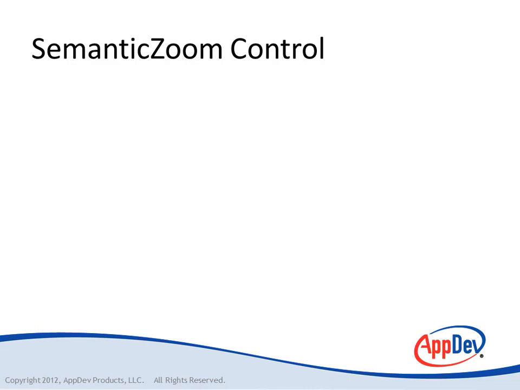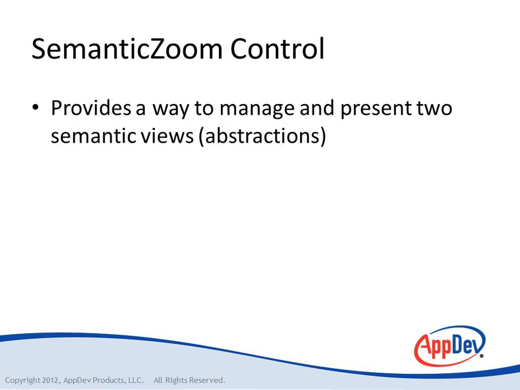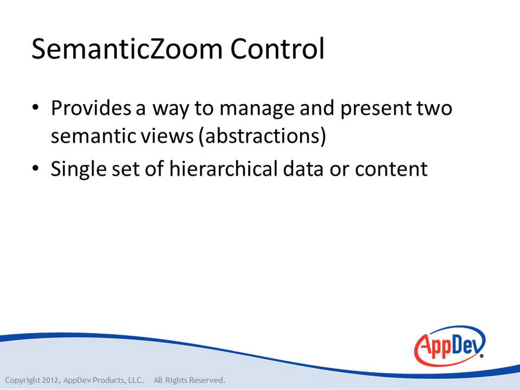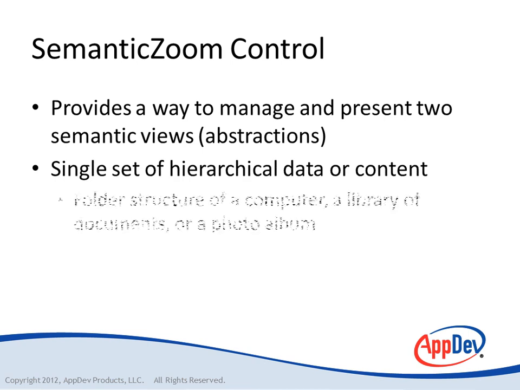Although you may have seen the grid view and list view controls in other programming environments, it's unlikely you've ever worked with the semantic zoom control, which is new for Metro-style applications. This control provides a way to manage and present two semantic views or abstractions. It's not about zooming in physically, it's about logically zooming in on data. It uses a single set of hierarchical data or content and displays it in multiple views.